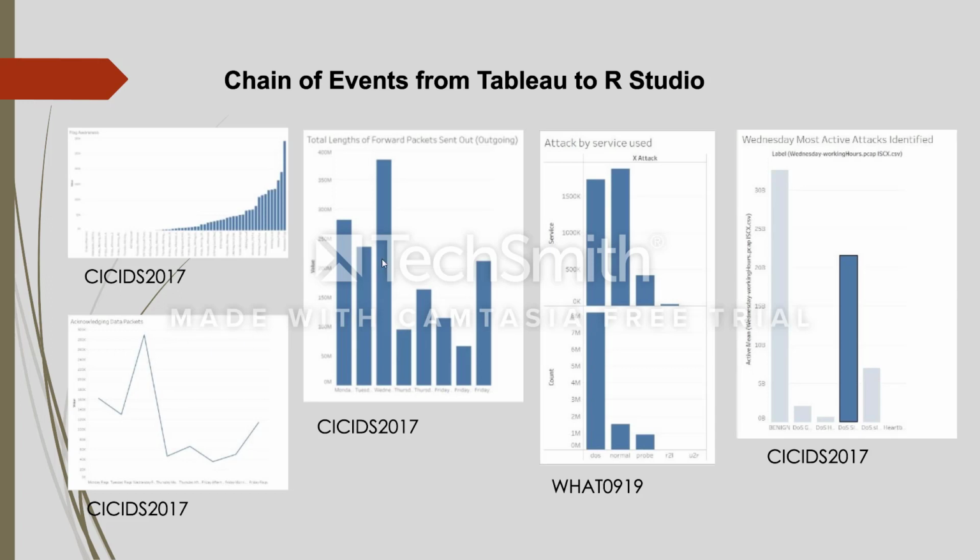Moving on, the third graph displays the data packets moving out of the network. Wednesday again displays the most activity. This is a total count of data being sent from the destination port back to its source.